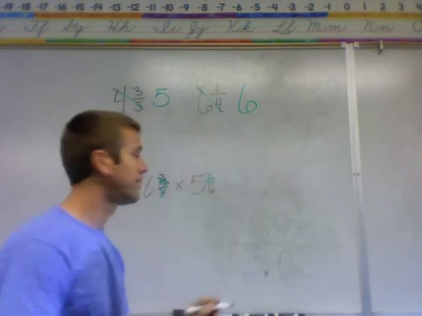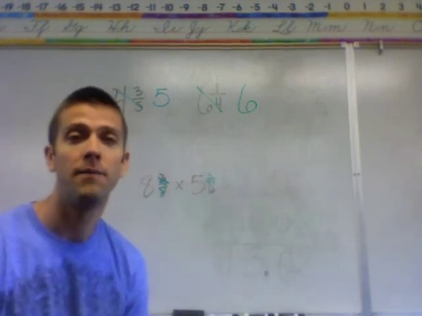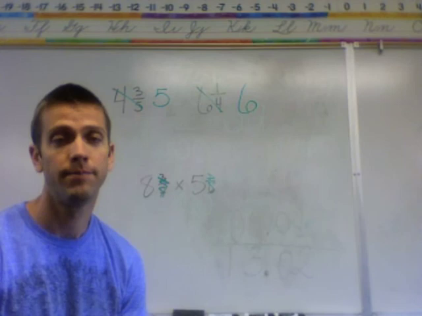And now when you estimate the product, you just have to multiply. 8 times 5 is 40, and you have your answer.